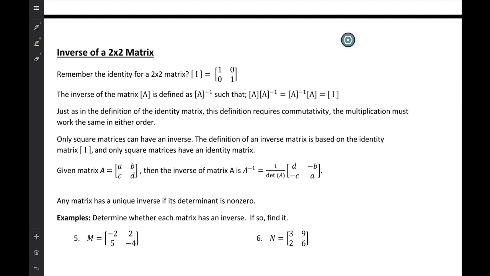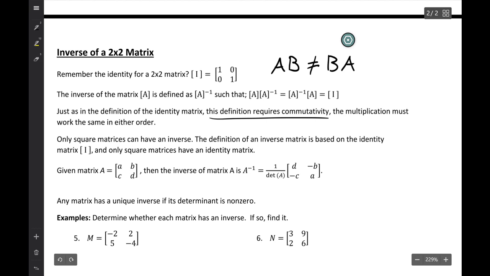And the other day we saw that when you multiply matrices, AB does not necessarily have to equal BA, except for certain situations that pop up. And this is really important that you guys remember this. Matrix multiplication is not necessarily commutative, but to have an inverse, it has to be commutative. If it isn't commutative, then it's not an inverse.